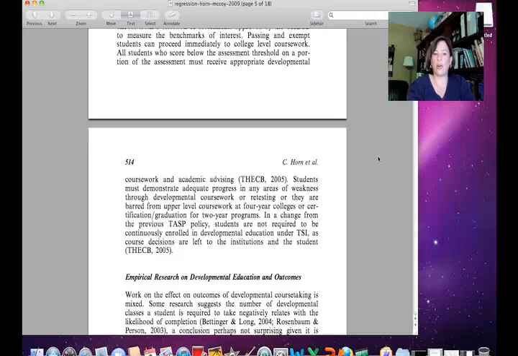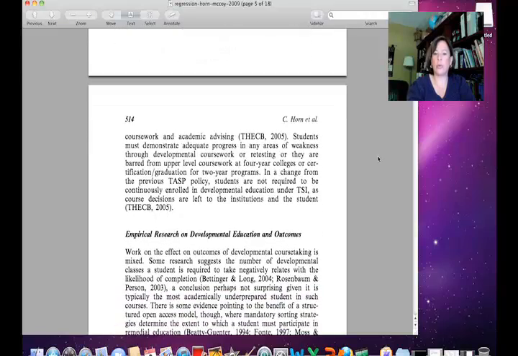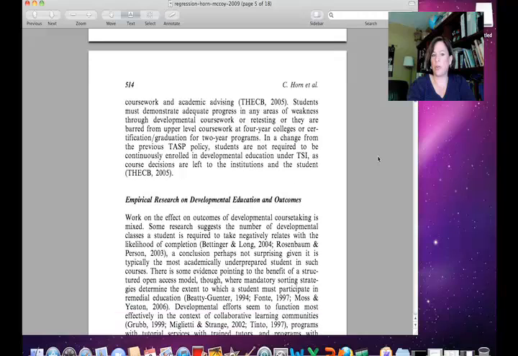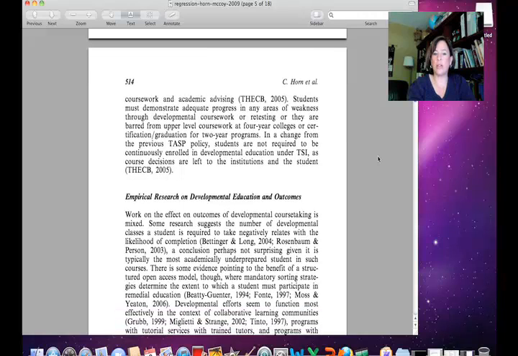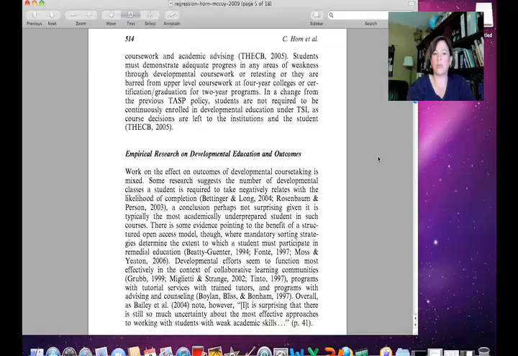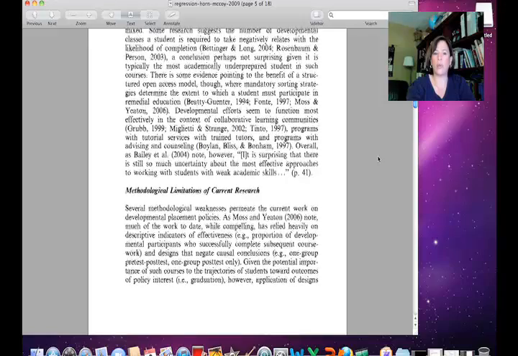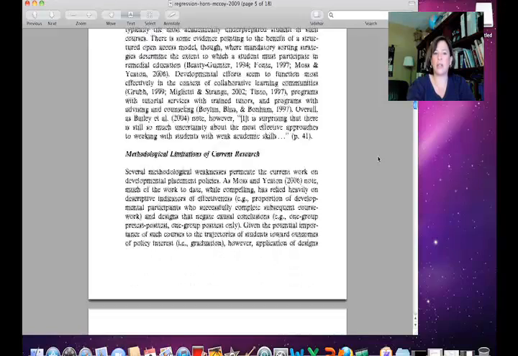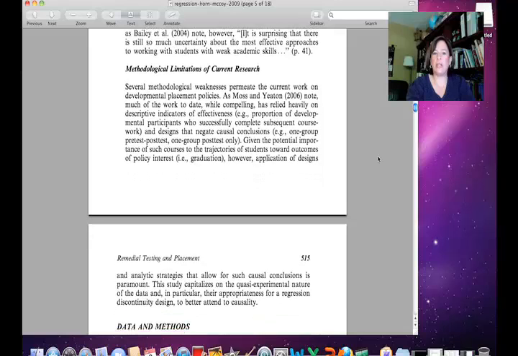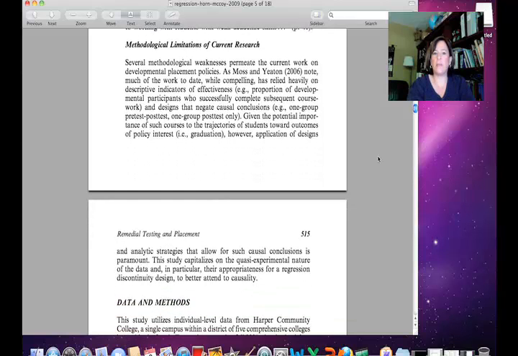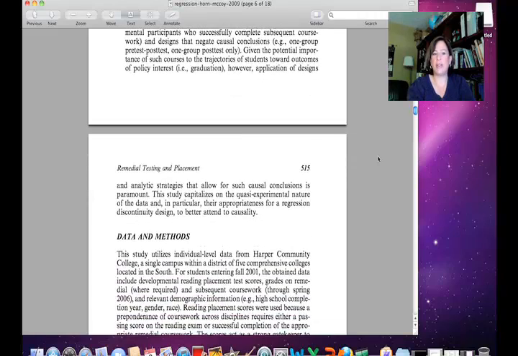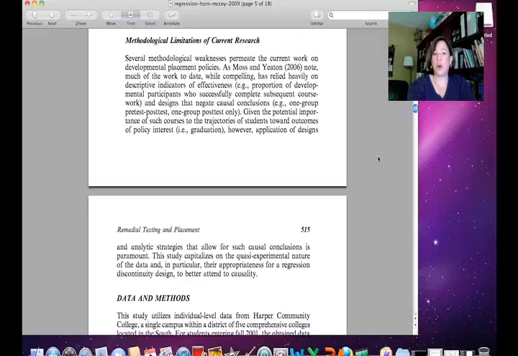This is a 2009 article. You can see even as I scroll through that the journal is from 2000. The research is from 2005. The literature, 2004, 2003. Some late 1990s research, all within the past 10 years. Methodological limitations of current research. This is great. In this paragraph, the authors are setting up why their research was necessary and what the limitations are already.